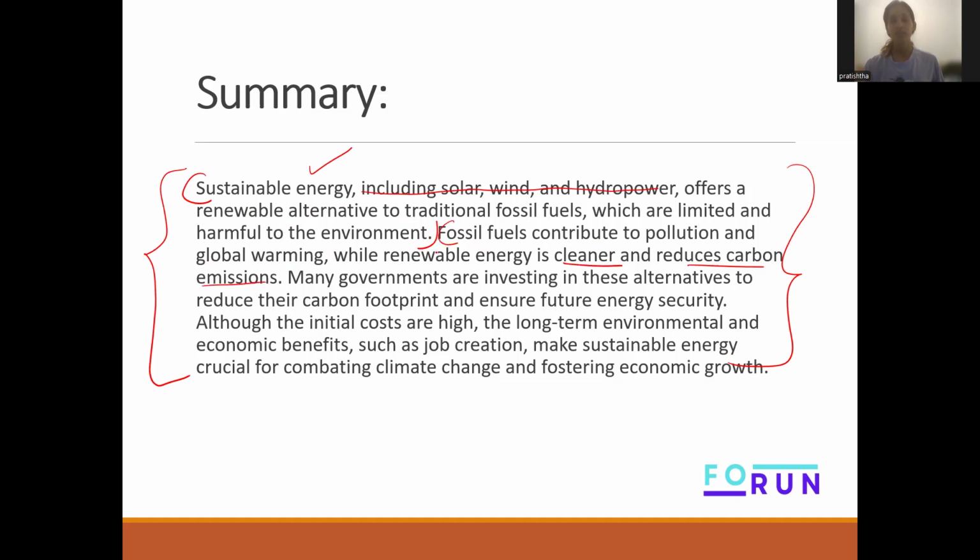Many governments, this is like the second paragraph, if you remember, are investing in these alternatives to reduce their carbon footprint and ensure future energy security. Although the initial costs are high, this is the third paragraph, the long-term environmental and economic benefits, such as job creation, make sustainable energy crucial for combating climate change and fostering economic growth. Now, if you see, in these few sentences I am able to convey my message, what was exactly there in this whole essay, right?